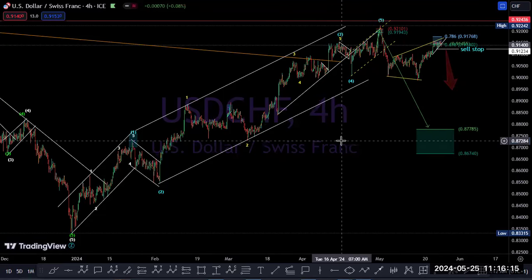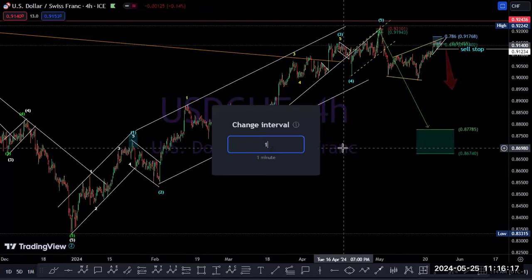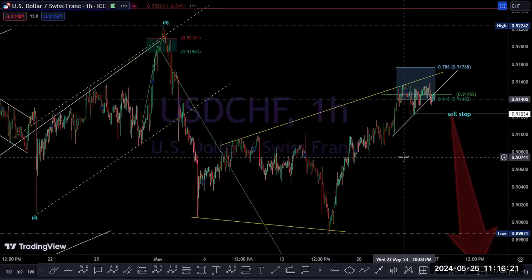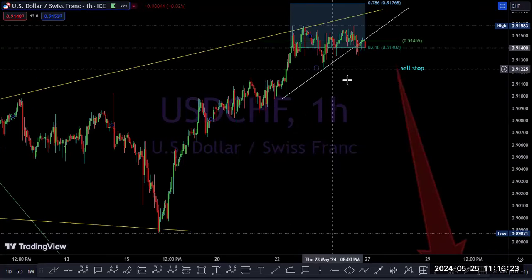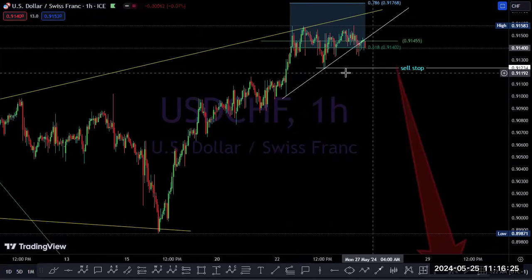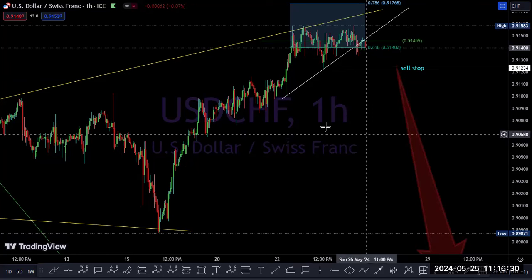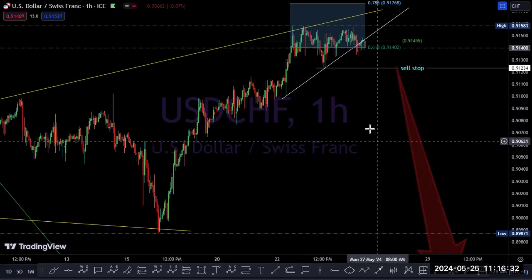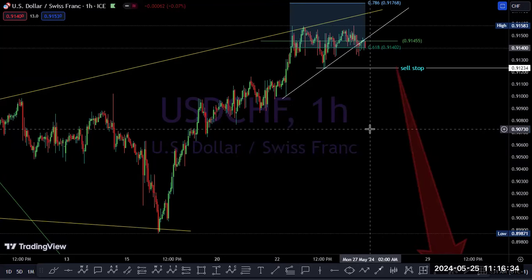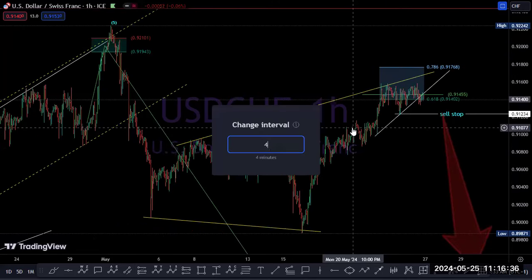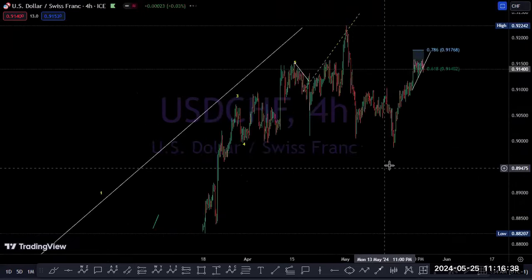Meanwhile, I'm going down to 1 hour. This is a sell setup. Going up to 1 hour, this sell stop is the best idea to get this, because if it drops below this place, it means it will still keep going down, either correctively or impulsively. So let's continue.